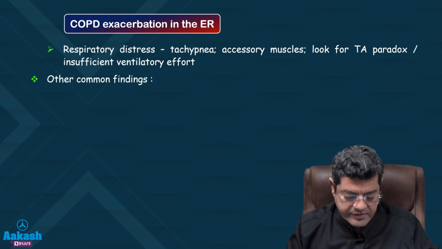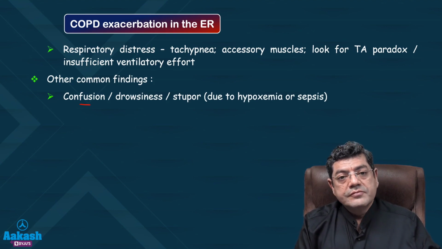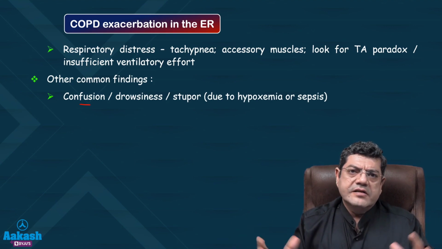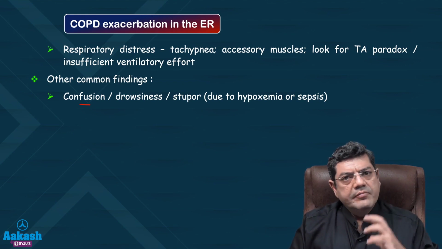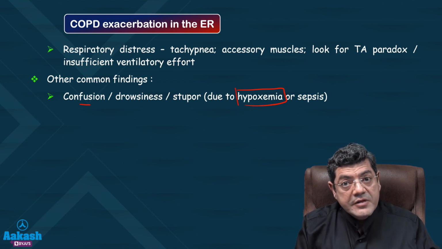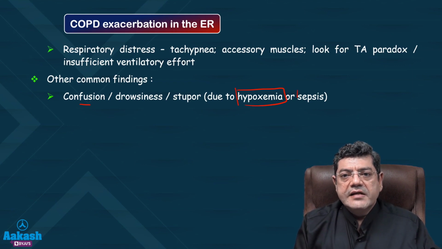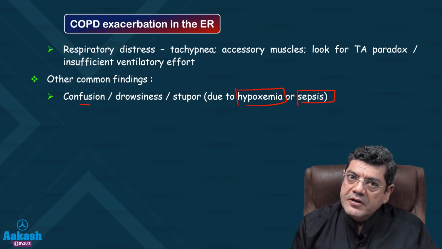There could be a lot of other things, right? They could be confused, and anything on that scale: confused, drowsy, comatose, right? And why? There are multiple reasons for that. The commonest would be hypoxemia, right? Besides that, it would be complicated by sepsis. Hypercapnia also causes alteration of sensorium.